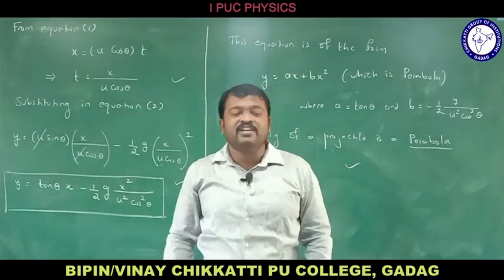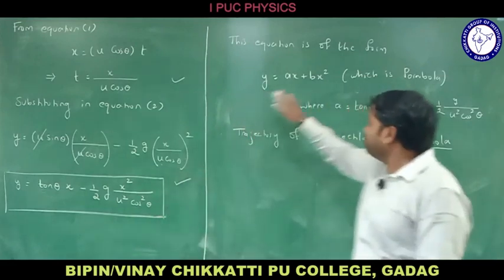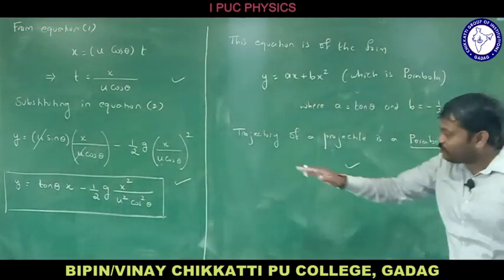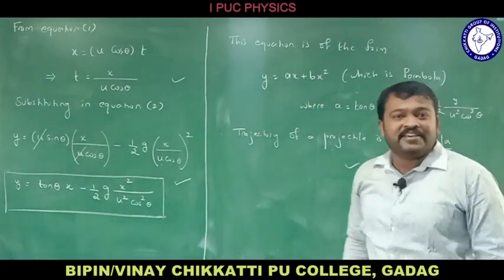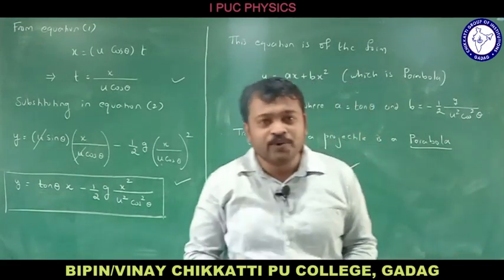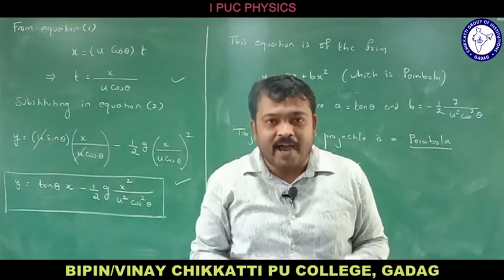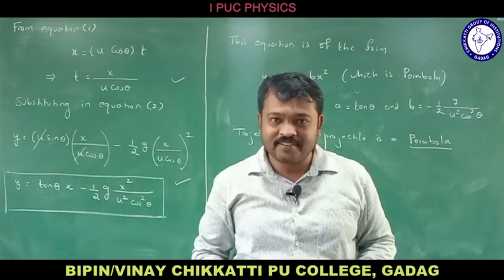If the question is asked, show that the trajectory of a projectile is a parabola, since this equation is similar to the equation of a parabola, the trajectory of a projectile is a parabola, right? So this is how we need to prove the path traced by a projectile is a parabola. Thank you.